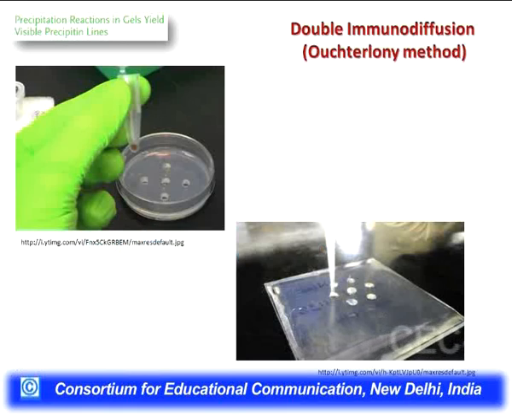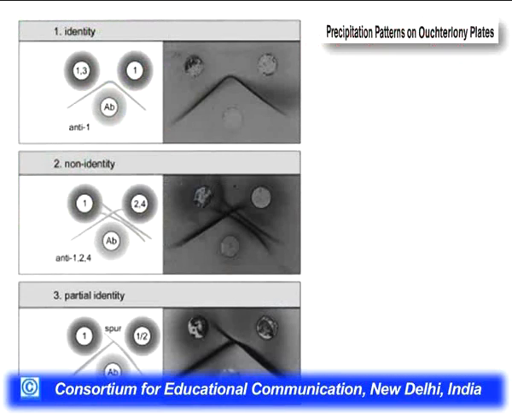First, an agar plate is made. Into this agar plate, different wells are made with the help of troughs. Into these wells the antigens are loaded. The antigen is loaded in the peripheral wells, while in the center well the antibody is loaded. Different precipitin lines are formed by this reaction, so there are different precipitation patterns on the Ouchterlony plate which can be found.